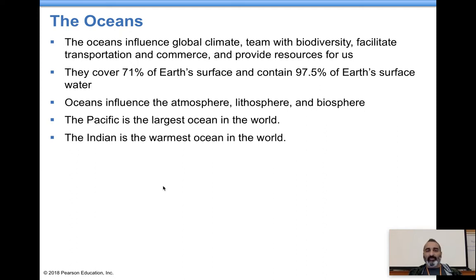So what does the ocean do? Well, it influences climate. It moves heat around our planet, or moves the lack of heat around our planet, and it facilitates climate control that way. We use the oceans for transportation, movement, commerce, resources, a lot of things. The ocean is a big deal. We are called the blue planet for a reason.